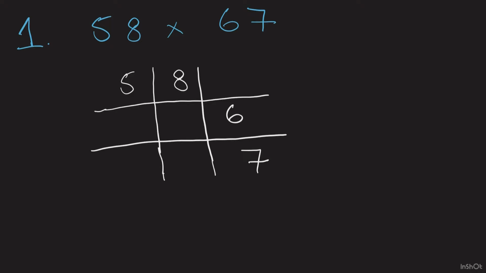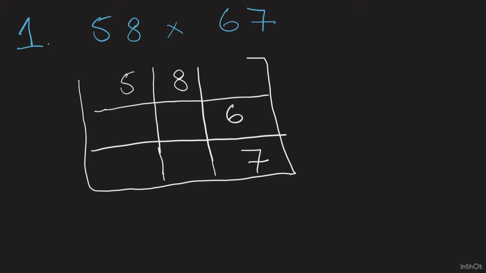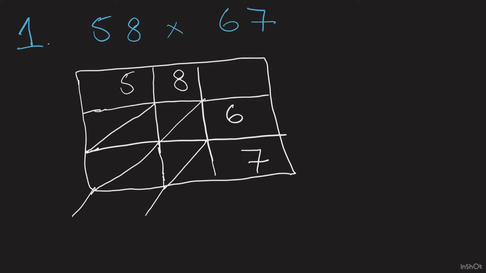Once you've made this, then make it into a square. You will see why later on. And then once you've got that done, just draw diagonal lines across like this, that go all the way out.